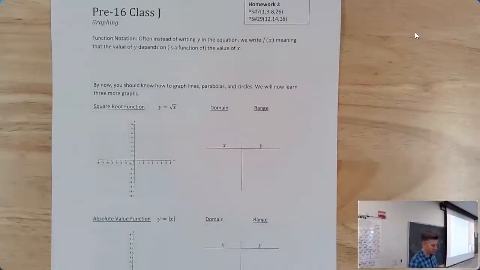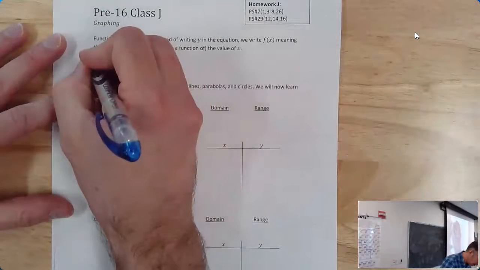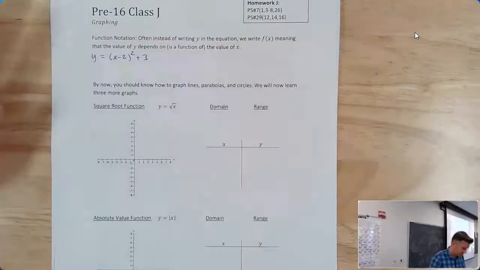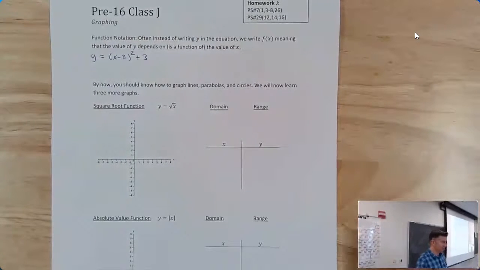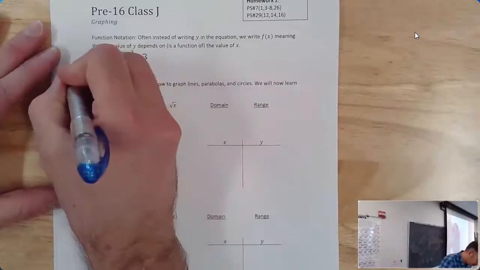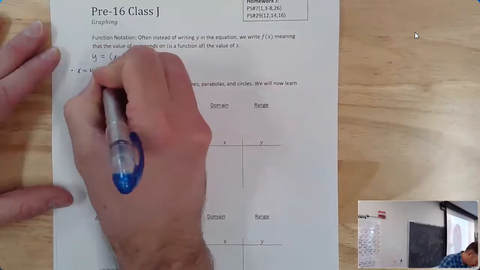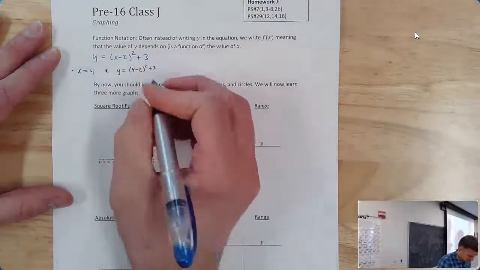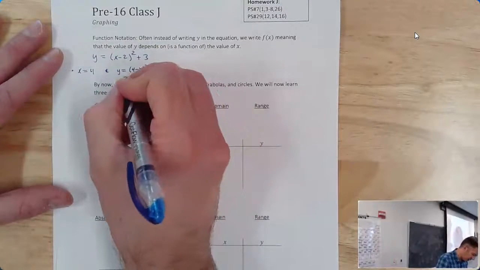It's pretty typical notation. But often instead of writing y in the equation, we write f of x, meaning that the value of y depends on or is a function of the value of x. It's also just convenient notation to use. For example, if I'm writing some function like y equal to (x minus 2) squared plus 3, and I want to find what y is equal to when x is equal to 4. If I actually want to write that out, I have to write something like, okay, I'm going to let x equal 4, then I'm going to get y equal to (4 minus 2) squared plus 3, which is 2 squared plus 3, which is 4 plus 3, which is 7.